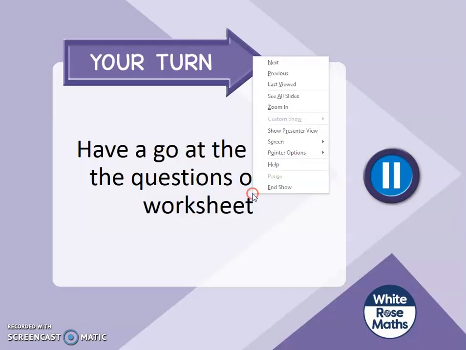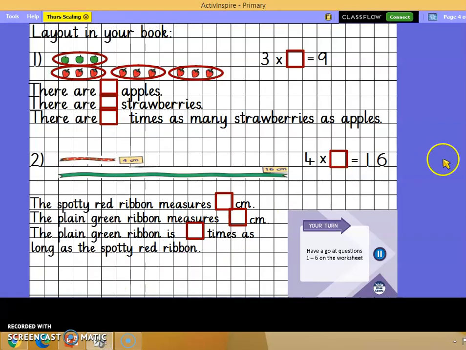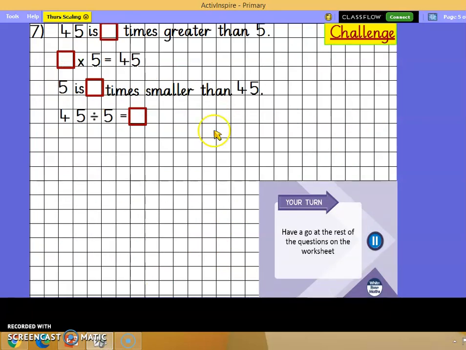It's your turn now to have a go at the rest of the questions on the worksheet. To help you, I've shown you how to lay this out in your book, nice and neatly. Do this for each question, and when you've finished your work, congratulations. Good luck everyone, and we'll speak to you again tomorrow.